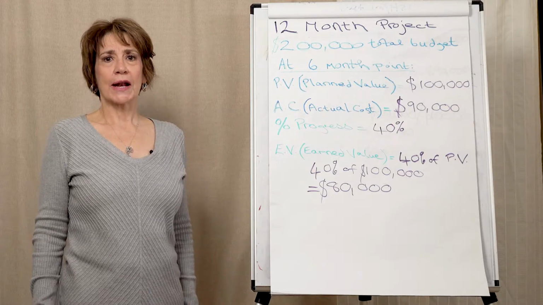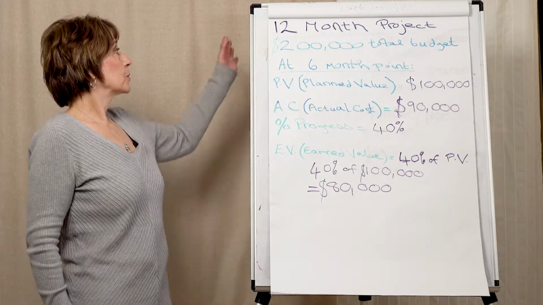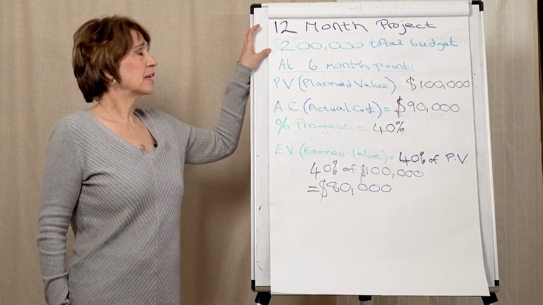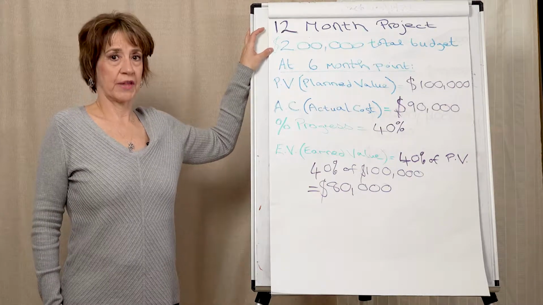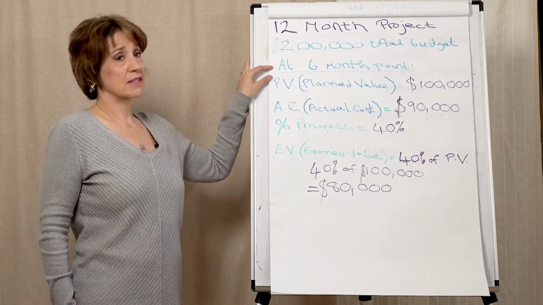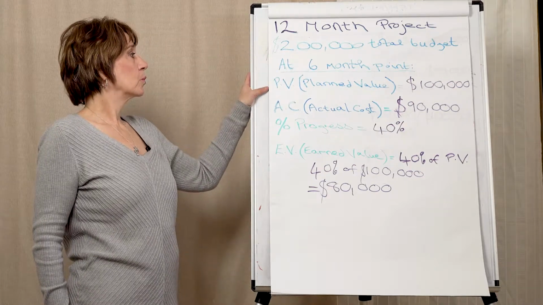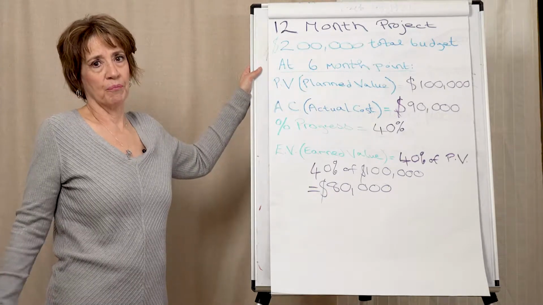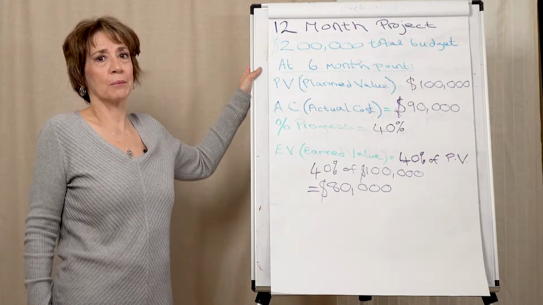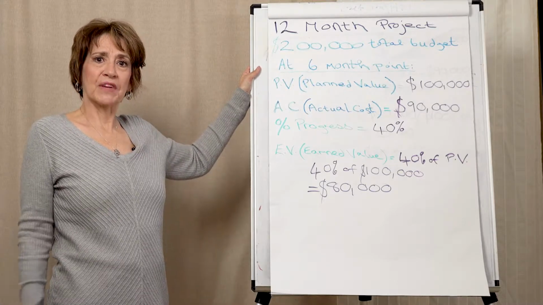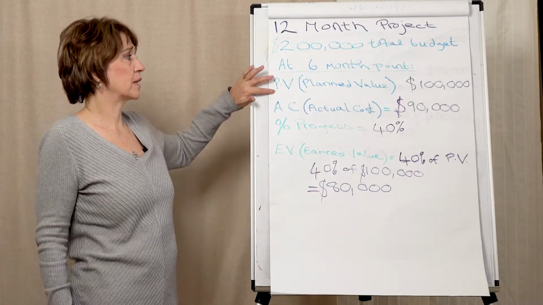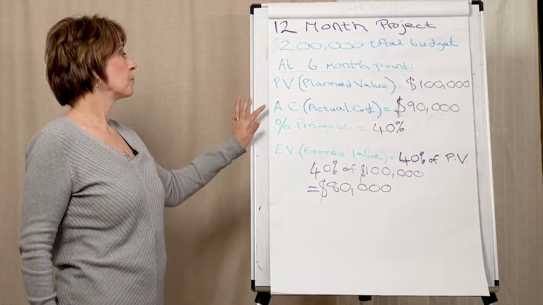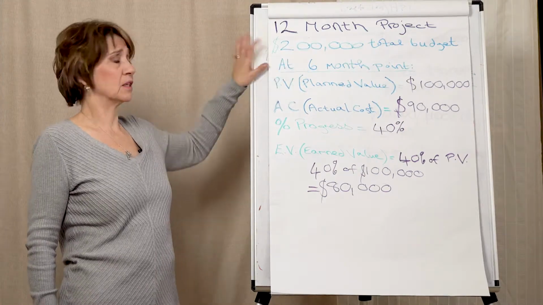Okay, so let's try and clarify that information for you. So we've got a 12-month project. Now we'll say that it's got a budget of 200,000. At the 6-month point, we'll say the planned value is 100,000. Now that's obviously linear. In a real project, it wouldn't likely be that. But just for ease of understanding, we shall say that this is 100,000 at the 6-month point, which is halfway through the project. Now we'll say the actual cost is 90,000.